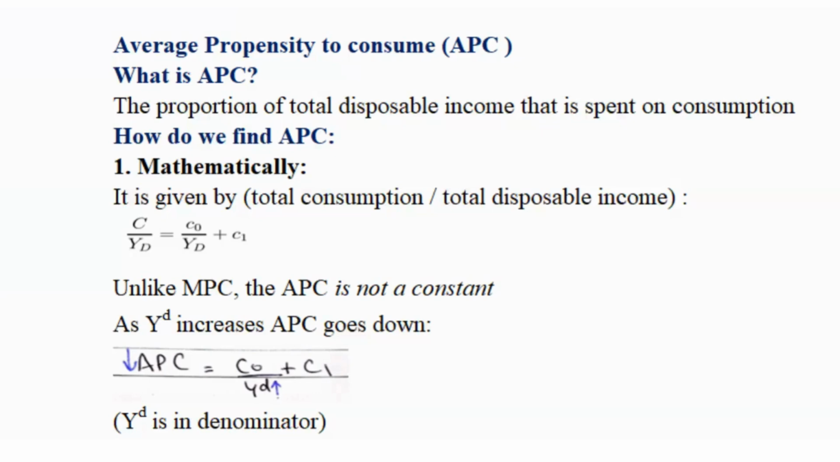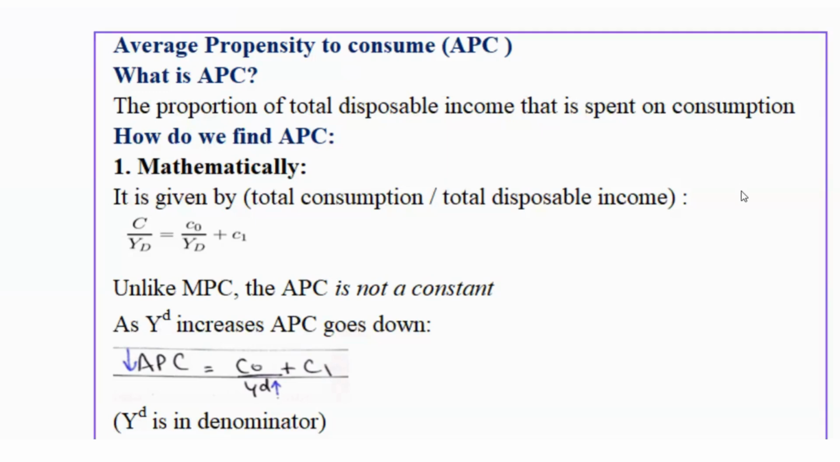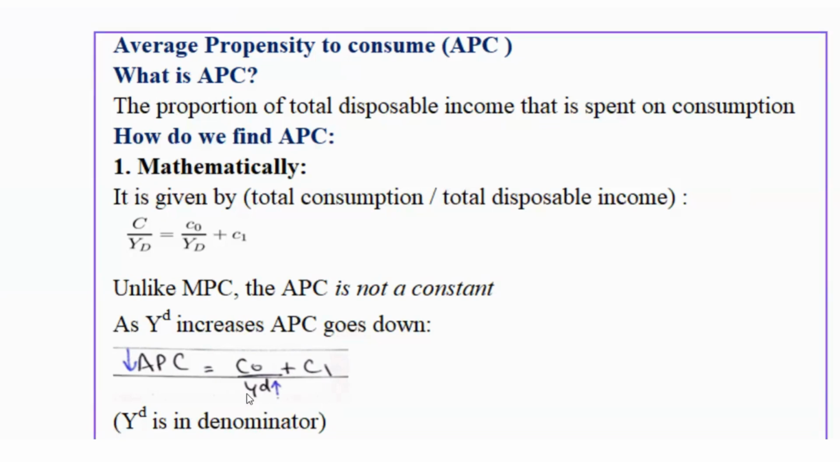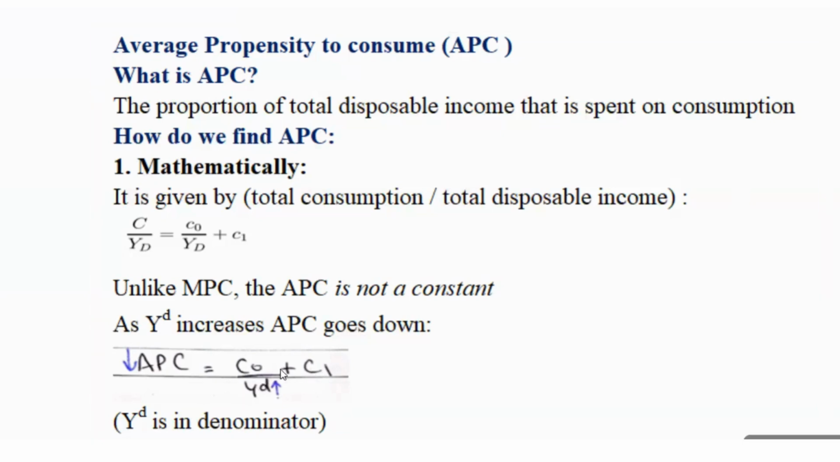Now, the first thing to note here is that when we talk about MPC, marginal propensity to consume, we know it is constant. But we can see here APC is not a constant, because as we increase disposable income, APC is going to go down. YD is in the denominator. When the denominator increases, the fraction becomes smaller. So as disposable income increases, this part remains constant, but this part goes down, so APC goes down.